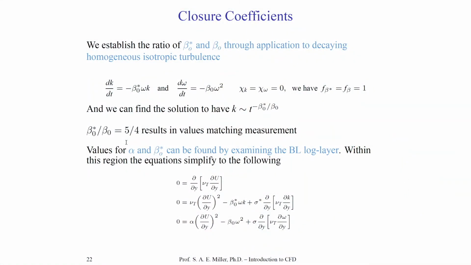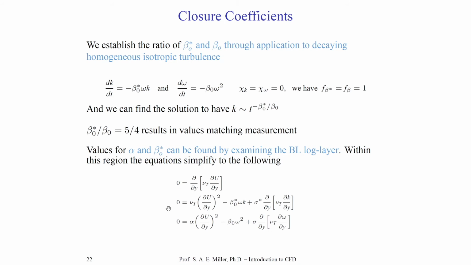The values of alpha and beta can also be found by examining the boundary layer log layer. So for part of the calibration of the standard K omega model, we've looked at Kolmogorov type theory. Now we look at the theory of the composite boundary layer turbulence to close the other coefficients. In a boundary layer flow, we might look at, of course, the inertial range. That's the range where the log layer is valid.